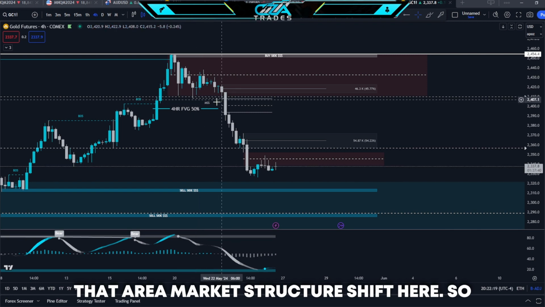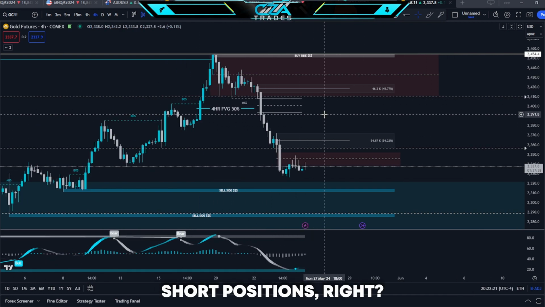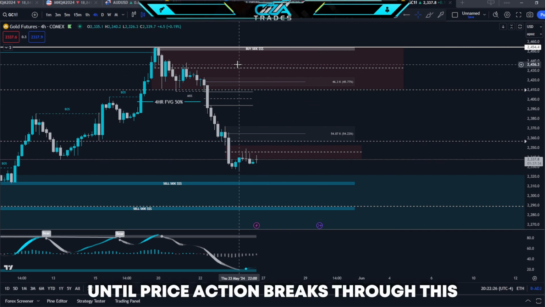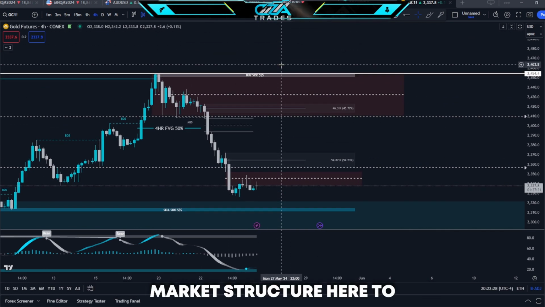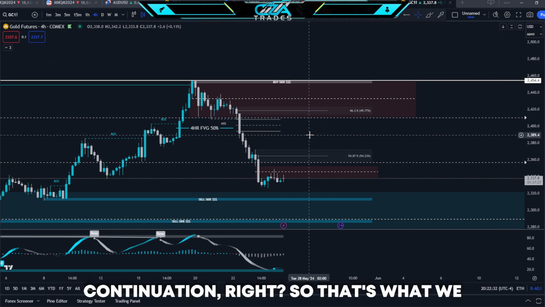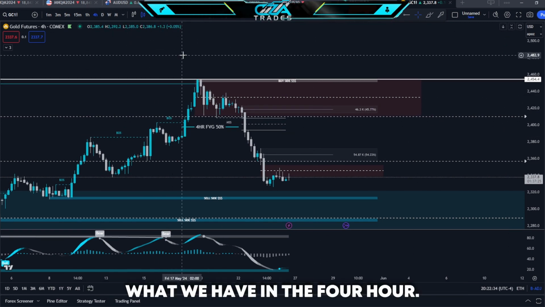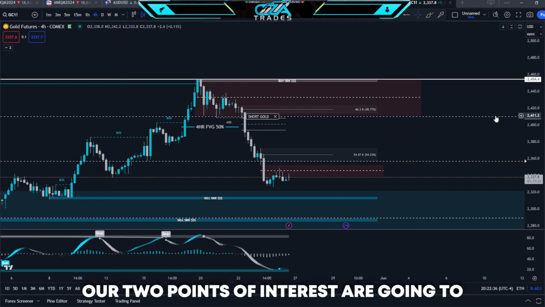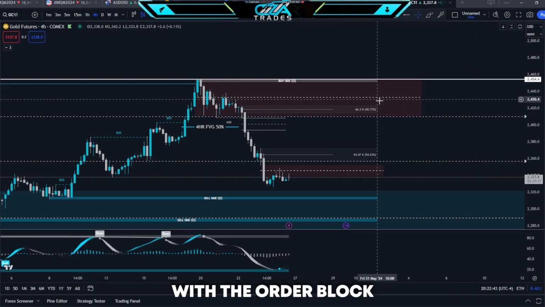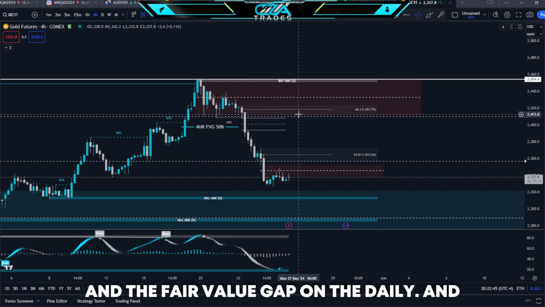Market structure shift here. So we should be looking at short positions, right? Until price action breaks through this market structure here to confirm bullish momentum continuation, right? So that's what we have on the daily. That's what we have on the 4-hour. Our 2 points of interest are going to be 2411 for a short, because it overlaps with the order block and the fair value gap on the daily.